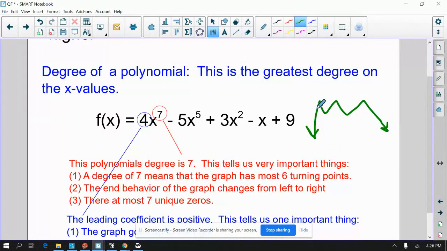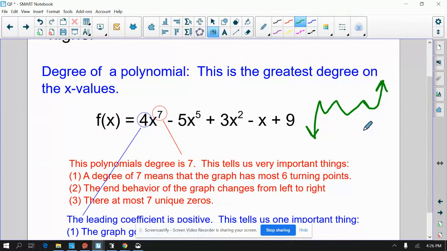But the end behavior, it's going down to the left. And way over here at this other end, it's going down to the right. So end behavior means the two ends. What's going on? Well, they're behaving in the same way. On the end on the left, the graph is going down. And on the end on the right, the graph is going down. So that can't be this graph because this has an odd degree. The end behavior will always change.